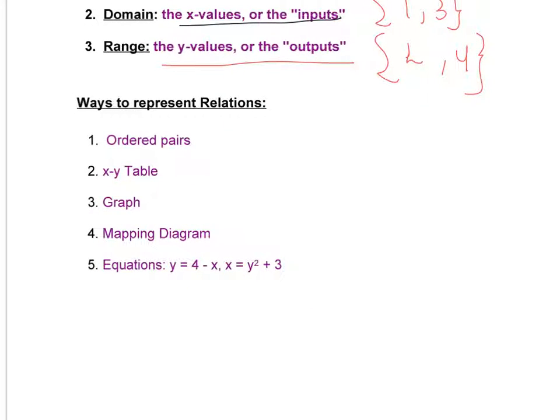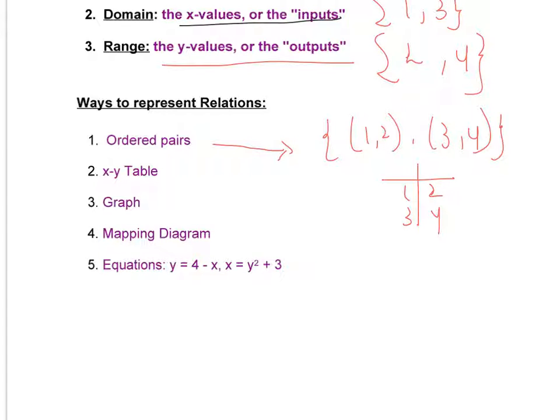So ways to represent relations are ordered pairs, an XY table. So I'll use the same example I had from before, the ordered pairs would be (1, 2), (3, 4). So as a table, that same example would be 1, 2, 3, 4. A graph, the graphical version of this would be 1, 2, 3, 4. It'll just be 2 dots.